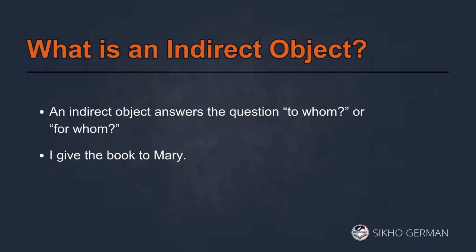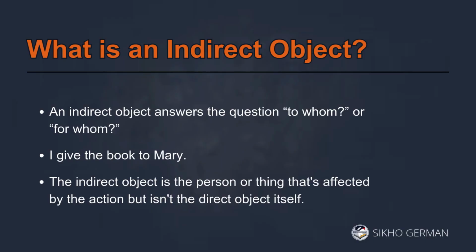For example, in the sentence, I give the book to Mary, Mary is the indirect object. She's the one receiving the book. In German, Mary would be in the dative case. Another way to remember, the indirect object is the person or thing that's affected by the action but isn't the direct object itself.